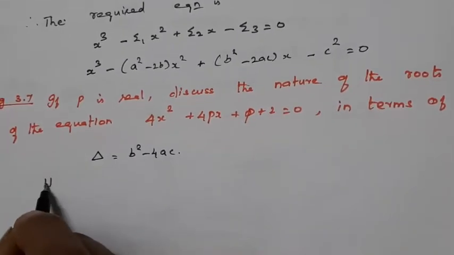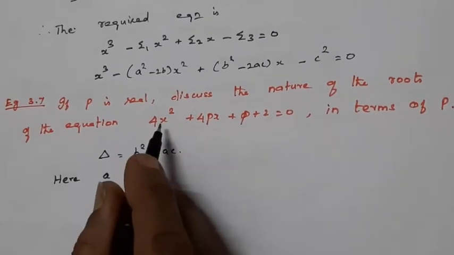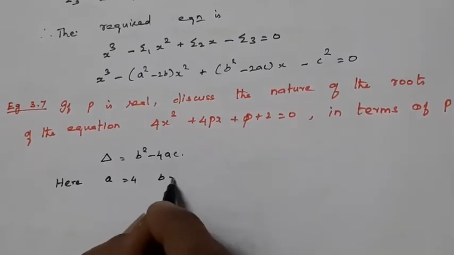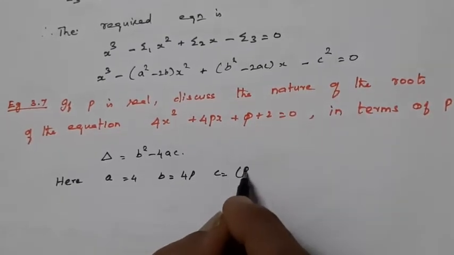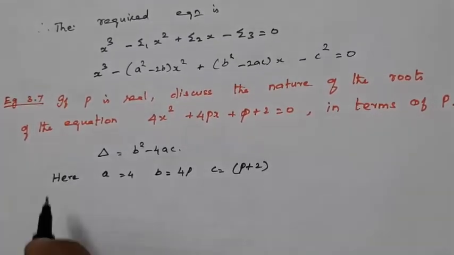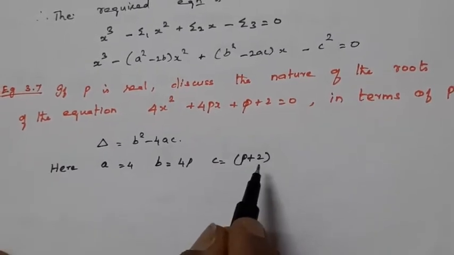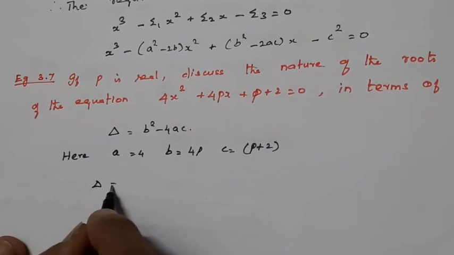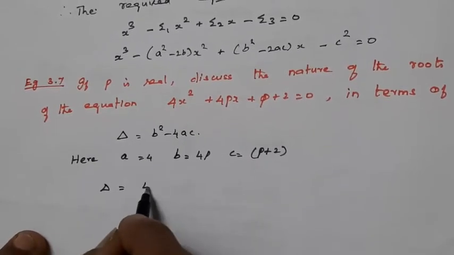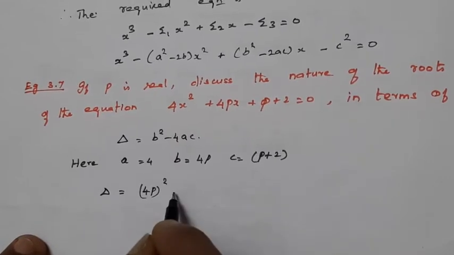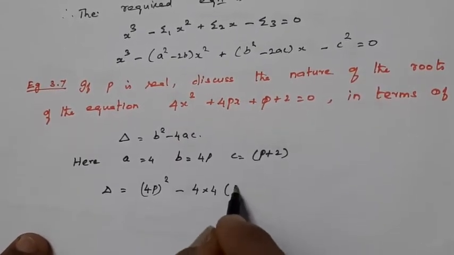Okay, and here what is a, b and c? a is nothing but the coefficient of x squared, 4, and b is the coefficient of x, that is 4p, and c is the constant term p plus 2. Okay. So, here a is equal to 4, b is equal to 4p, and c is equal to p plus 2. So, now let us substitute to get the discriminant, b as 4p. So, 4p the whole squared minus 4 into a, which is also 4, into c, which is p plus 2.